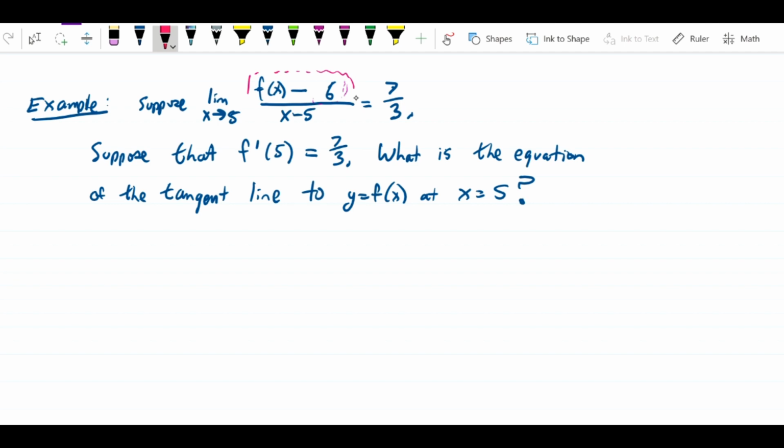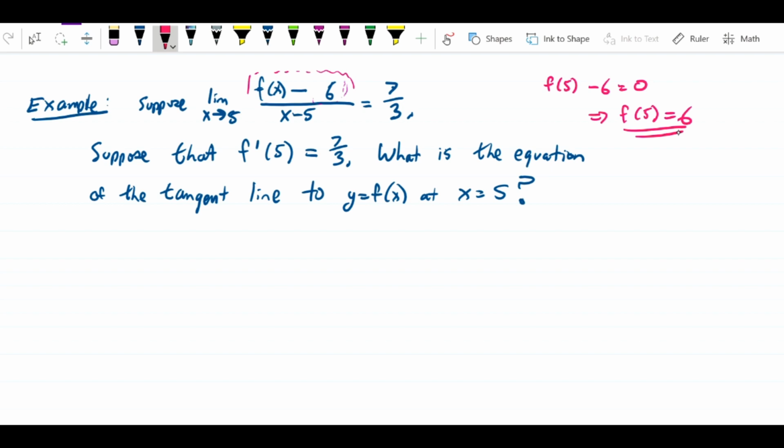So in order for this limit to even exist, this has to be 0. It means that by substitution f of 5 minus 6 has to equal 0, which implies that f of 5 is equal to 6. That's just true about this sort of problem.